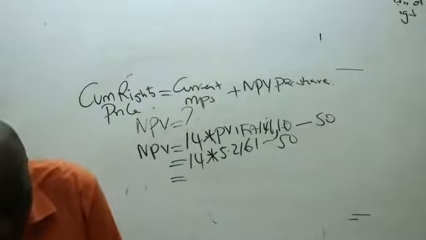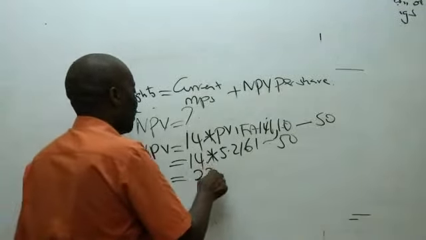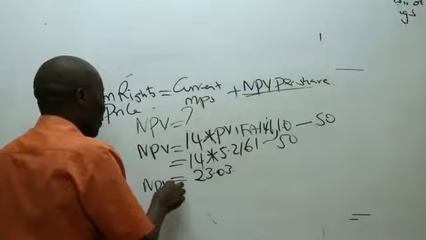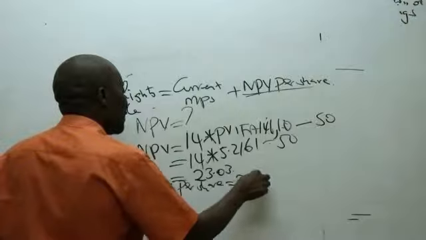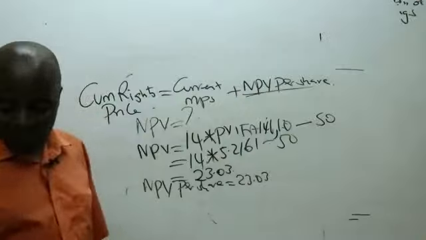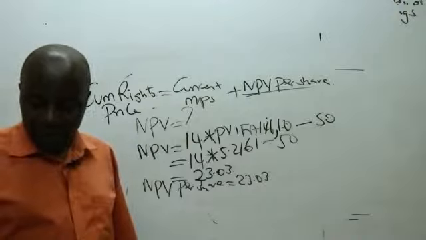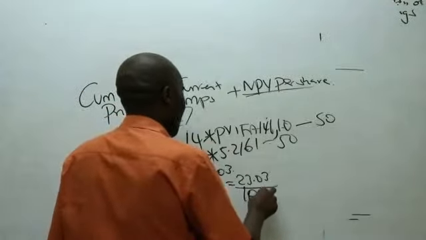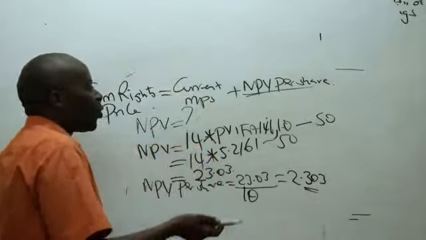So we are getting what figure? 23.03. But now remember here, what do they want? They want us to give them the NPV per individual share. Remember, this project was to be invested in with how many shares in total? The company has 10 million shares. So divide this by 10 million. At the end of the day, it will be 2.303, and then you are at home and dry.